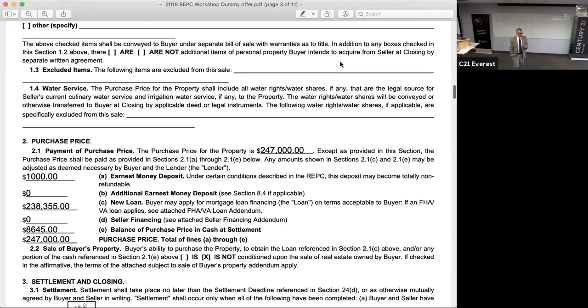So here's the thing. Count the earnest money. Yeah, that's right. So what most agents do, most of the time how agents will fill this out is they will put the earnest money, and then for new loan they'll put TBD, and balance of the purchase price in cash at settlement, TBD, and then they'll put purchase price 247.